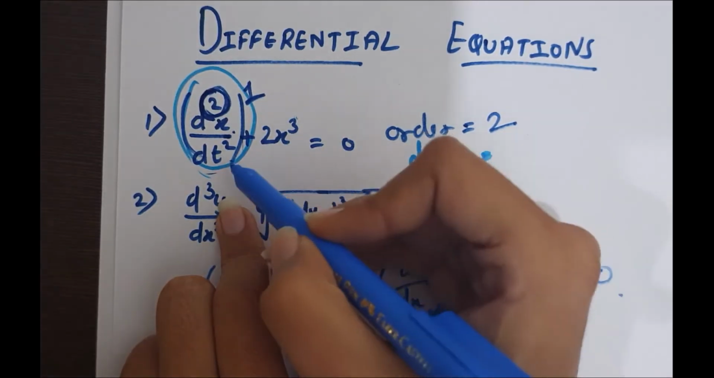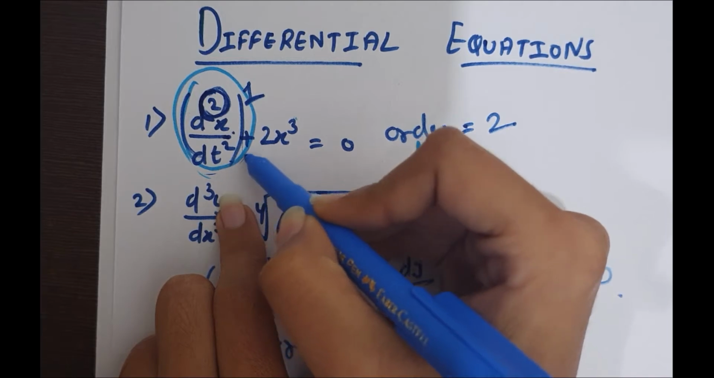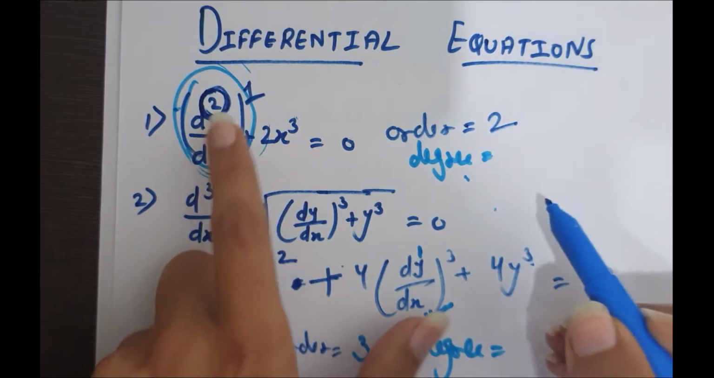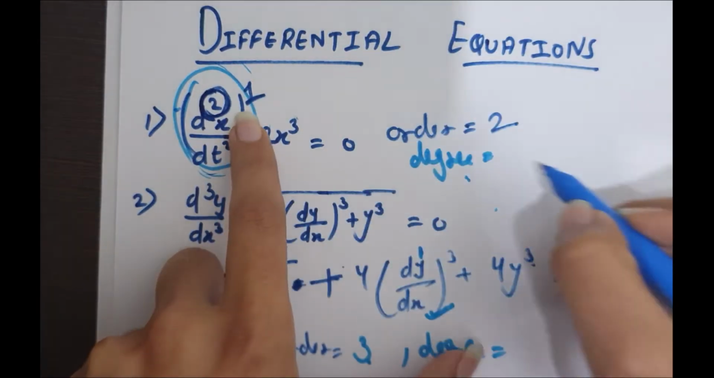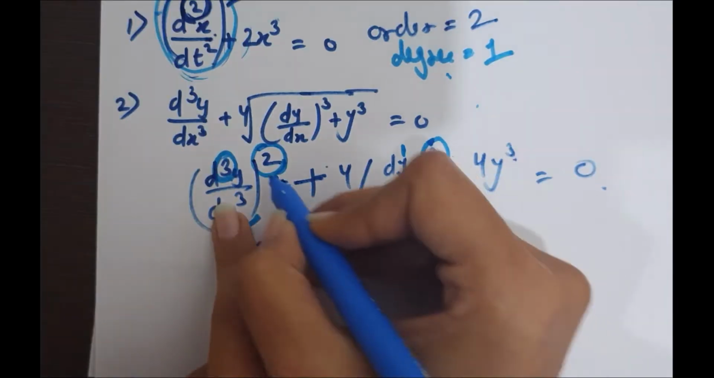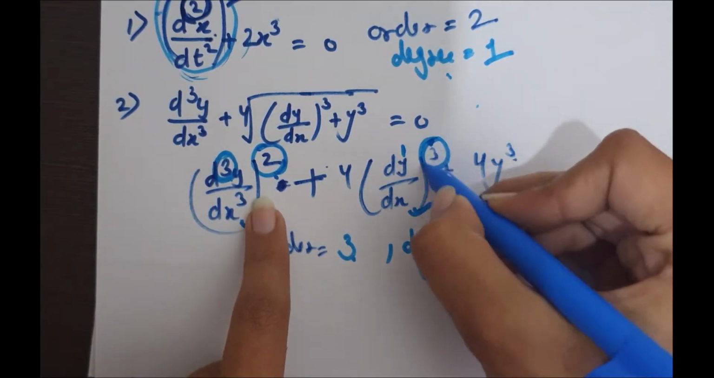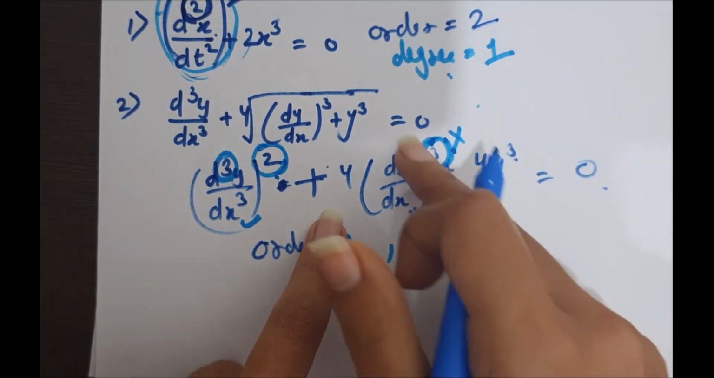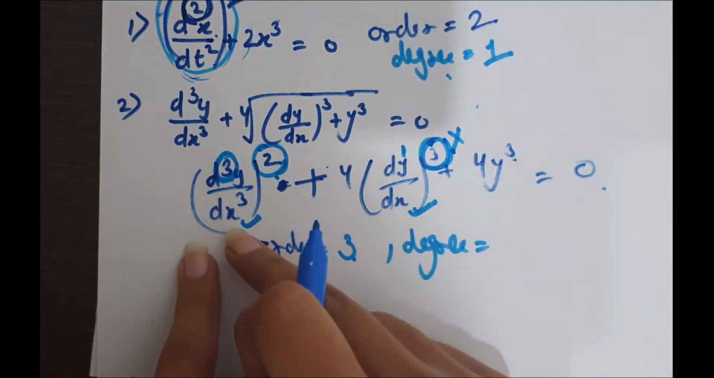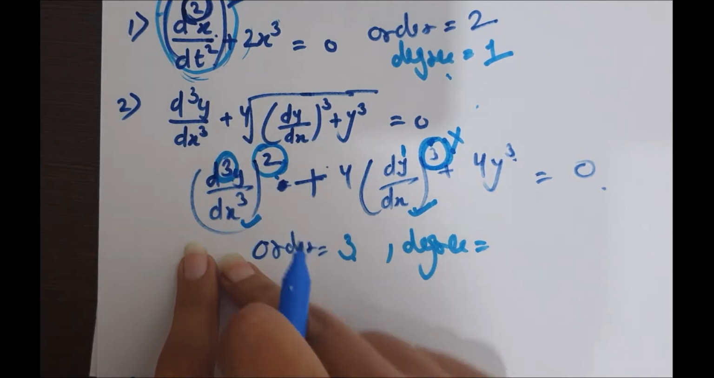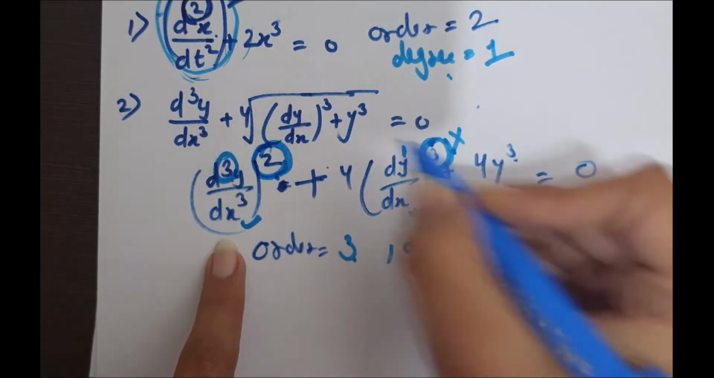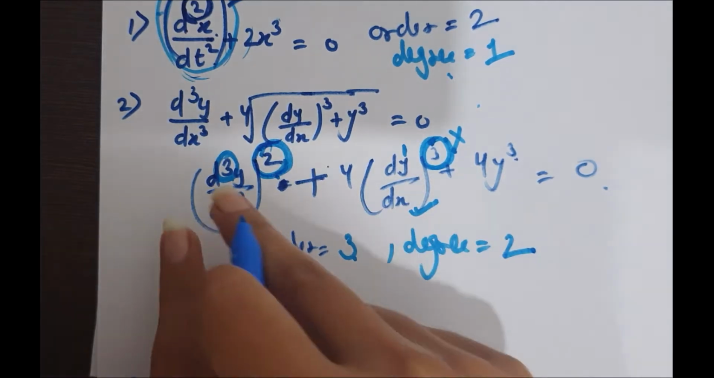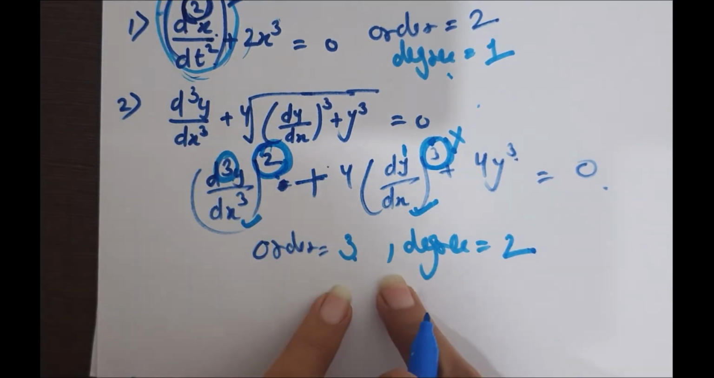We see the degree of the highest derivative. Here the highest derivative is this. So we see the degree of this. Here degree is 1. Here its power is 2, here its power is 3, but we will not consider its power because it's not the highest derivative here. So which one is the highest derivative here? This one is the highest derivative here. This one would be its degree. Here degree is 2. Highest derivative is 3, so its order is 3.